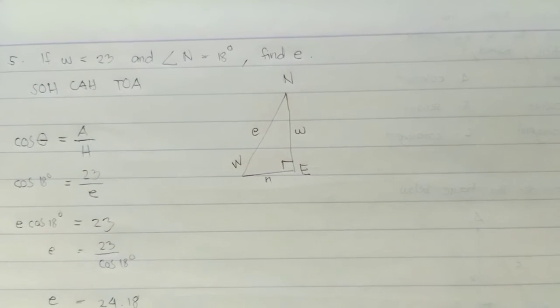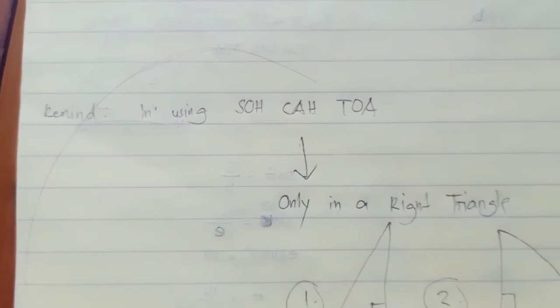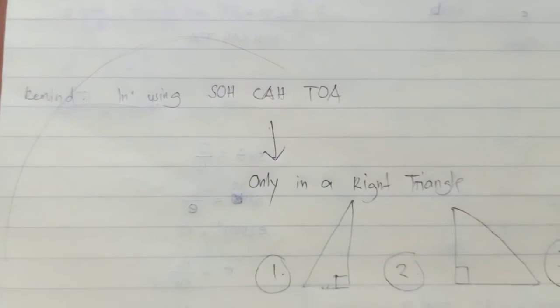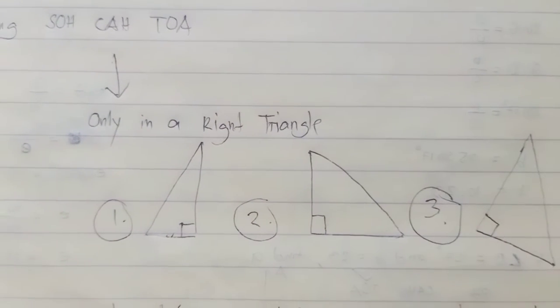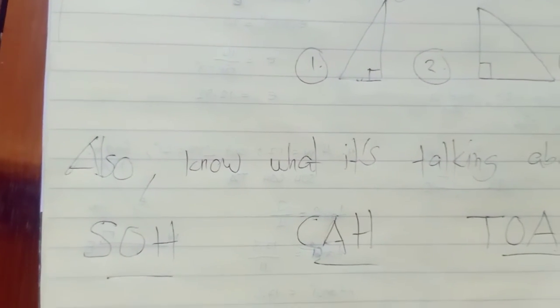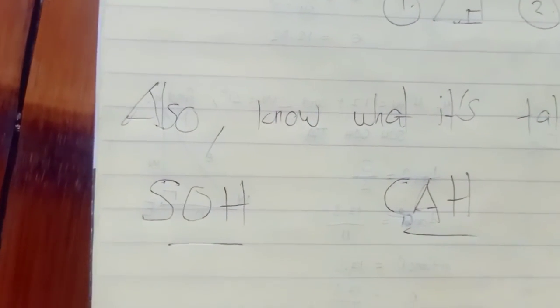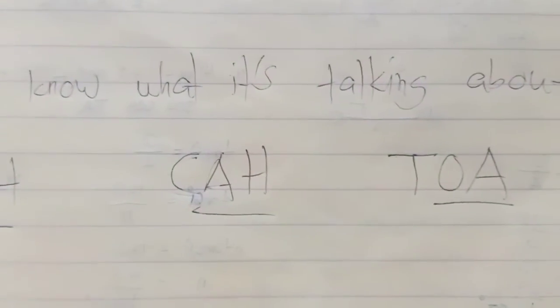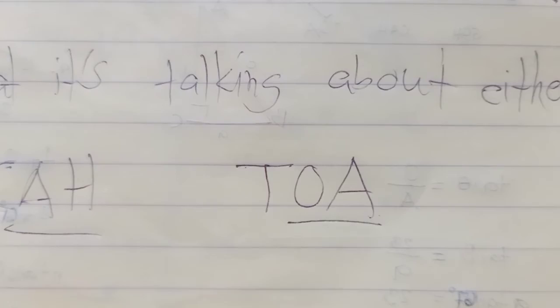Here's our last example, number 5. But before that, let me remind you that SOH-CAH-TOA has to be used only in a right triangle, any right triangle, and you also have to know what each one is talking about: SOH for opposite and hypotenuse, CAH for adjacent and hypotenuse, and TOA for opposite and adjacent. Let's go now to our last example.